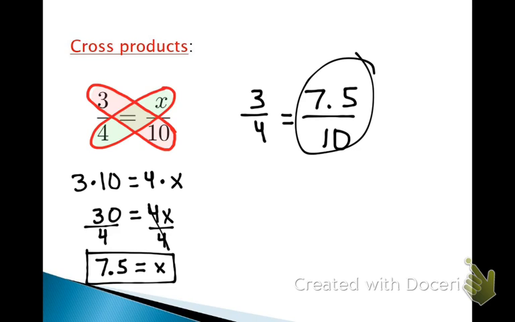Is that what I wanted it to equal? Yes, it is. You want those to equal each other. So that shows you 7.5 was the correct answer. Now, when you're working out your homework tonight, you do not have to show me this part as part of your homework, but it's a great thing to do in your head to help you know if you got the answer correct or not.